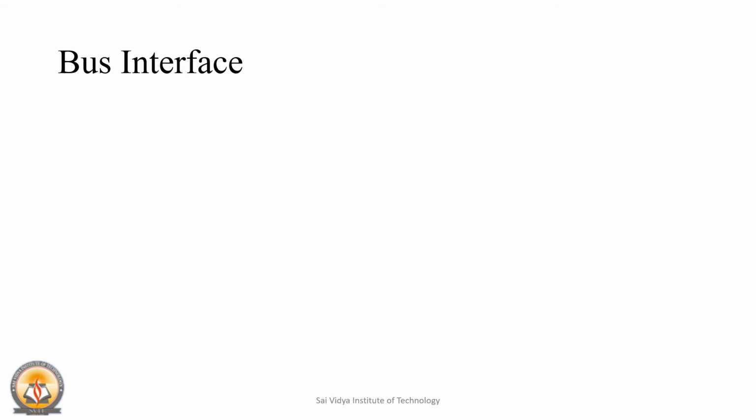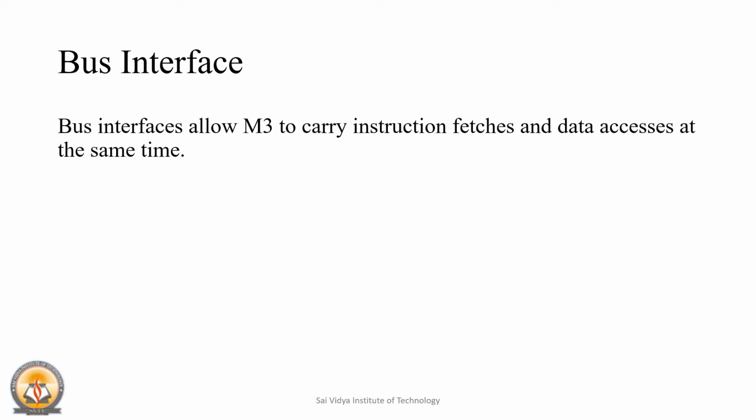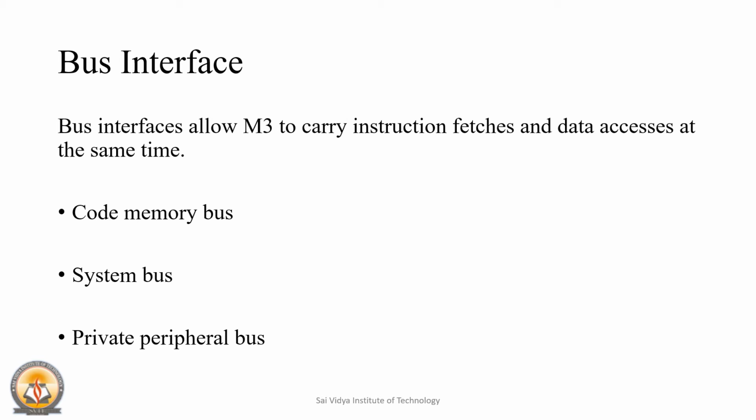The next topic is the bus interface. There are several bus interfaces on Cortex-M3 processors. They allow the Cortex-M3 to carry out instruction fetches and data access at the same time. The main bus interfaces are the code memory bus, the system bus, and the private peripheral bus. The code memory region access is carried out on the code memory bus, which physically consists of two buses, one called the I code, the other called the D code. These are optimized for instruction fetches for best instruction execution speed.